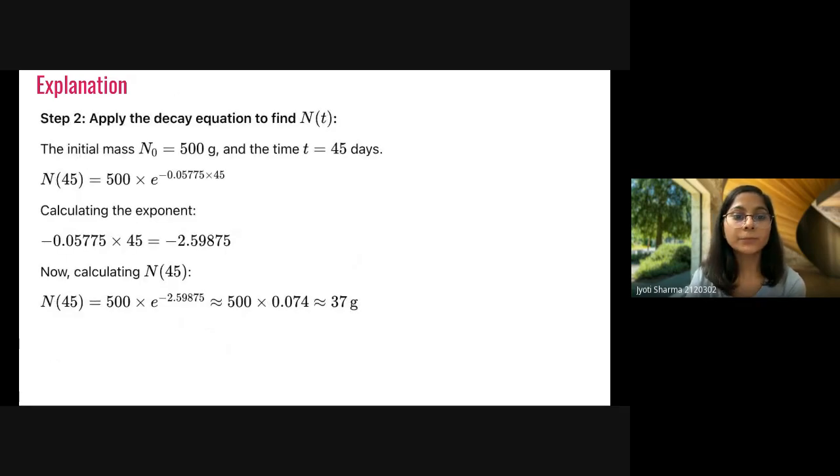Then what we will do, n naught is equal to 500 gram, t is equal to 45. You just need to put them into the equation to get n. So if you calculate n, then this will be 37 gram. So this is a very simple question, and this is how you can calculate this.